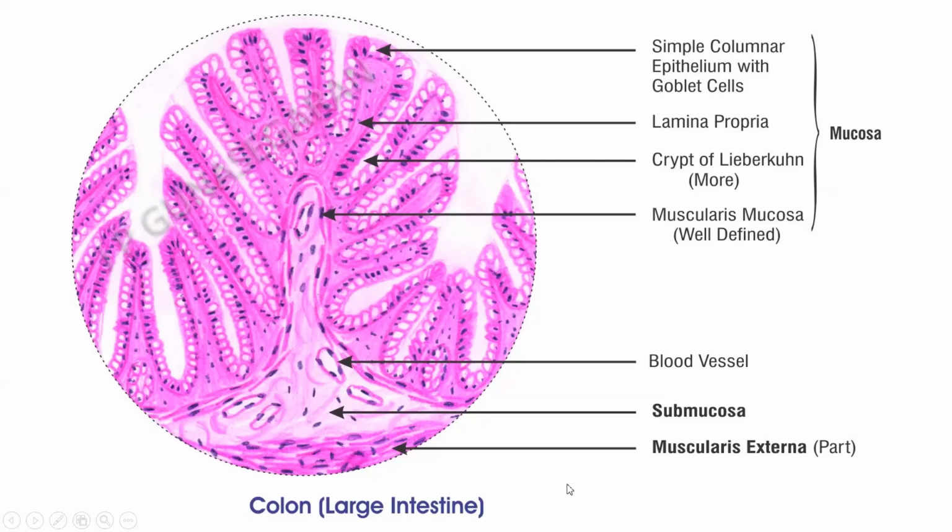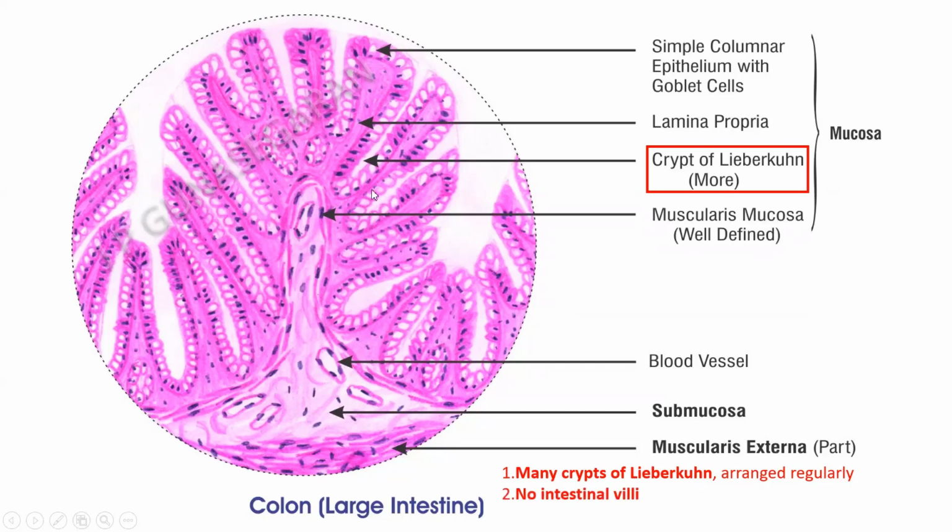This is a H&E drawing of colon, which can be identified by the presence of many crypts of Lieberkühn arranged regularly at right angle to the surface, no intestinal villi, well-defined muscularis mucosa. Of course, lastly, if you move the slide, you will be able to make out the taenia, the ribbon-like aggregated longitudinal muscular coat.